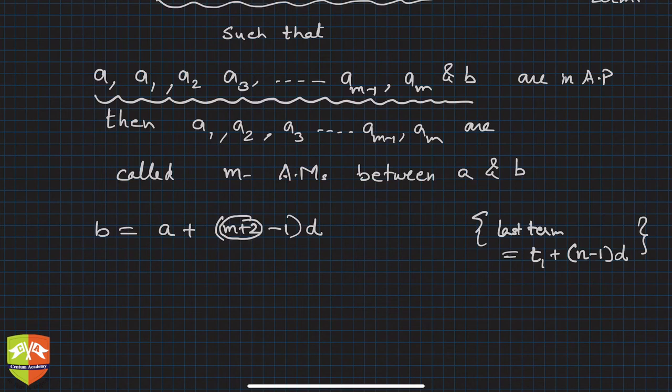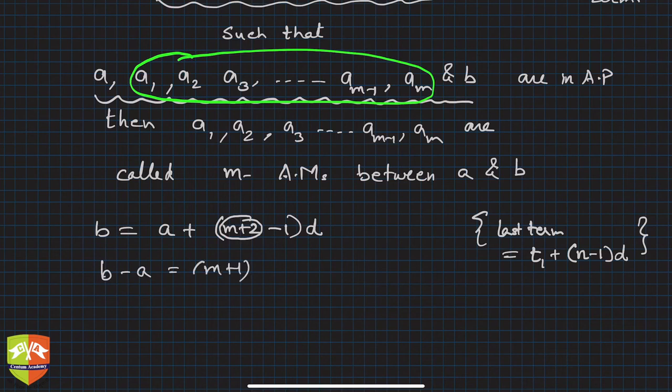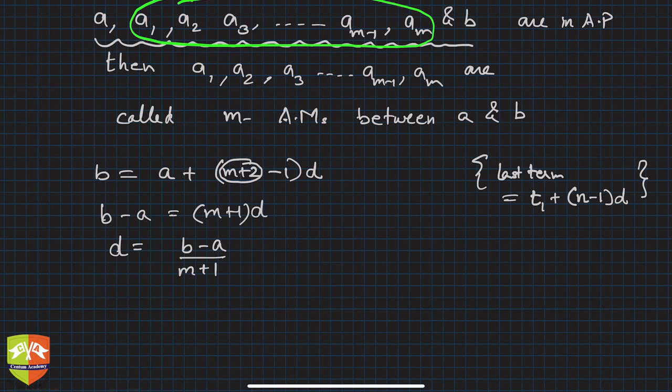So hence, in this case we had n, so M plus 2 terms. Why? Because if you look at them, there are M terms here, and along with A and B there are M plus 2 terms, right? So hence we have used M plus 2 here. So that means B minus A will be equal to (M plus 1) d. Therefore, the common difference in such an AP will be (B minus A) by (M plus 1). That means you can find out all the AMs now.